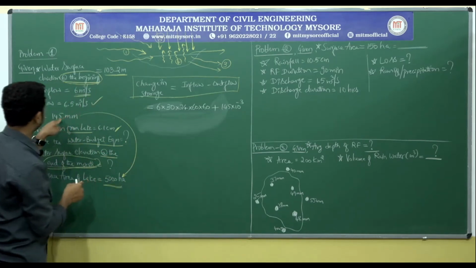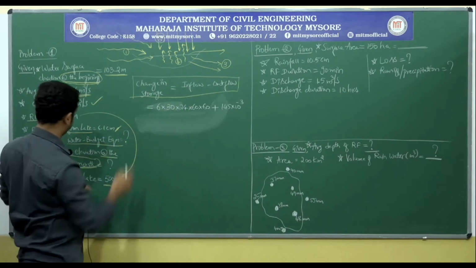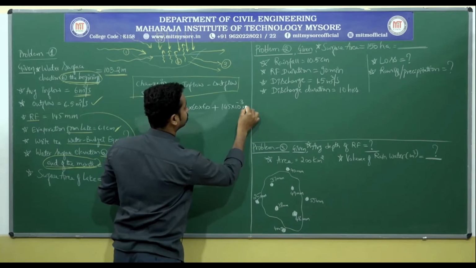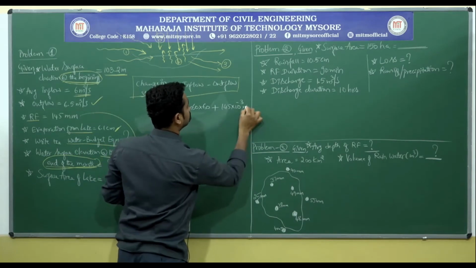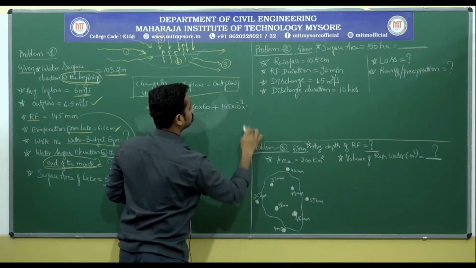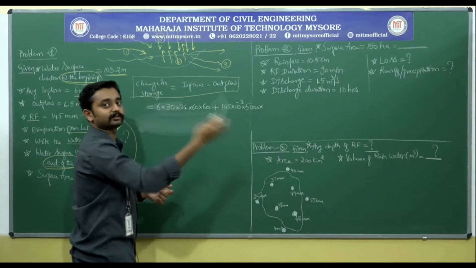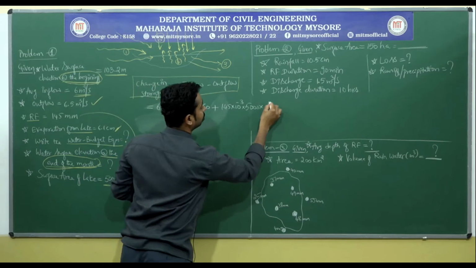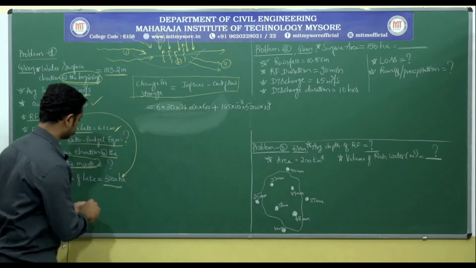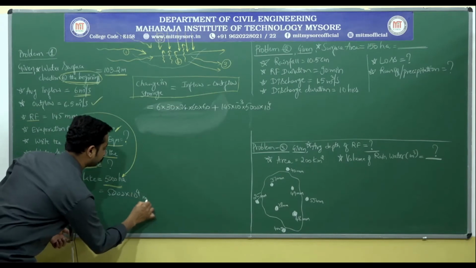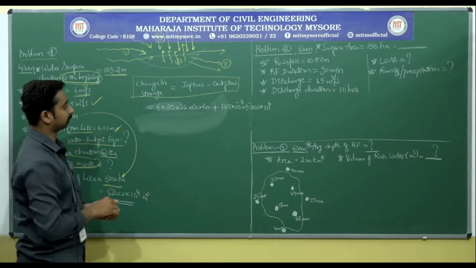So 145 mm, 145 into 10 power minus 3, and the surface area of the lake is 5000 hectares. It has to be converted to meter square, multiplied by 10 power 4. So this is converted to 5000 into 10 power 4 meter square. Conversion done?